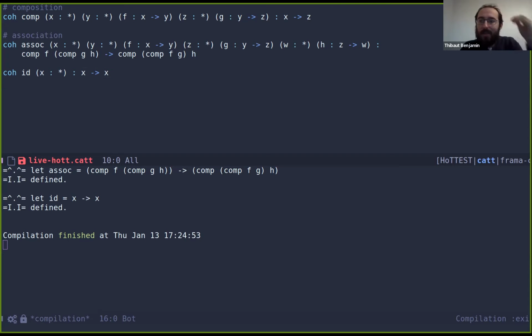But now I have some time to show you some more interesting things, let's say. So now, let's say I want to show something in a context which is not a pasting scheme. This is also doable, but now I'll change the keyword.